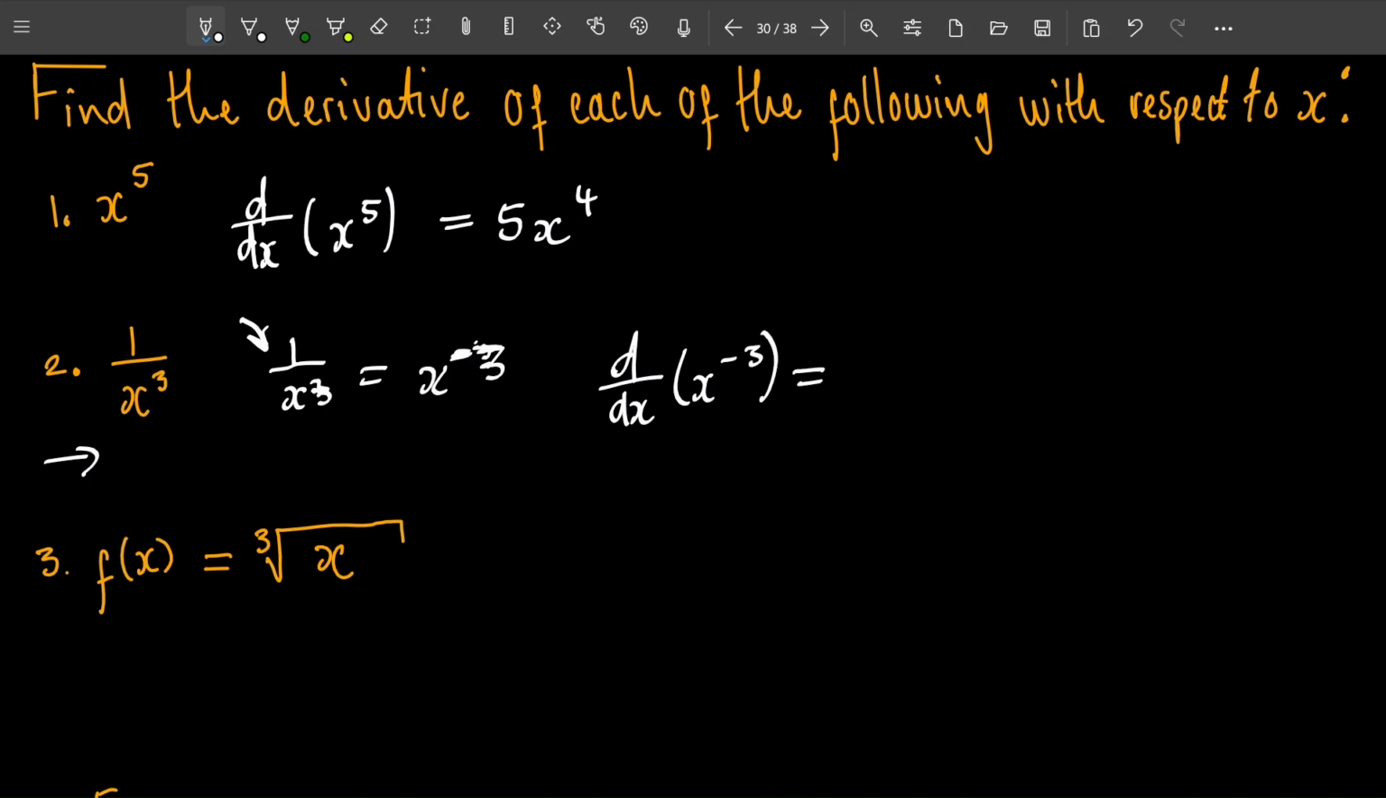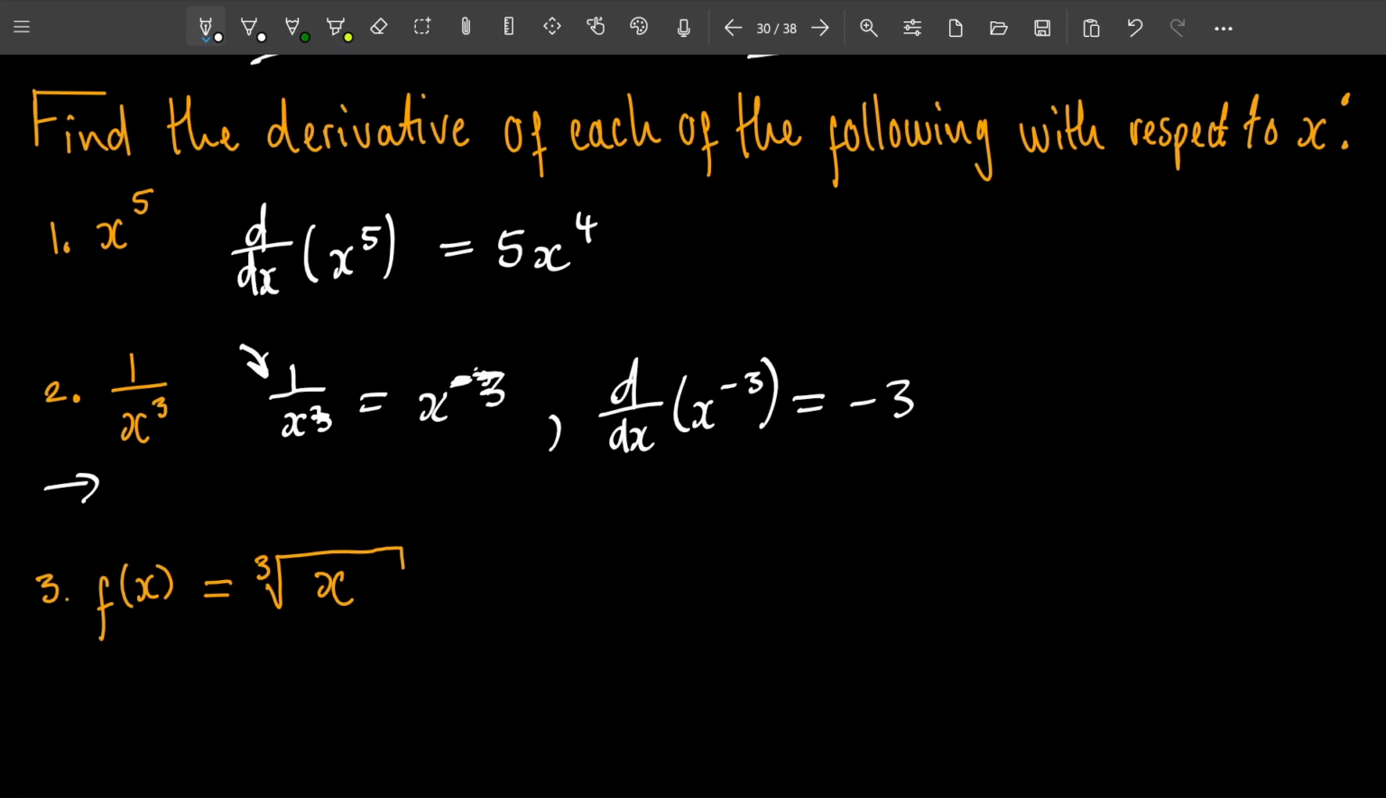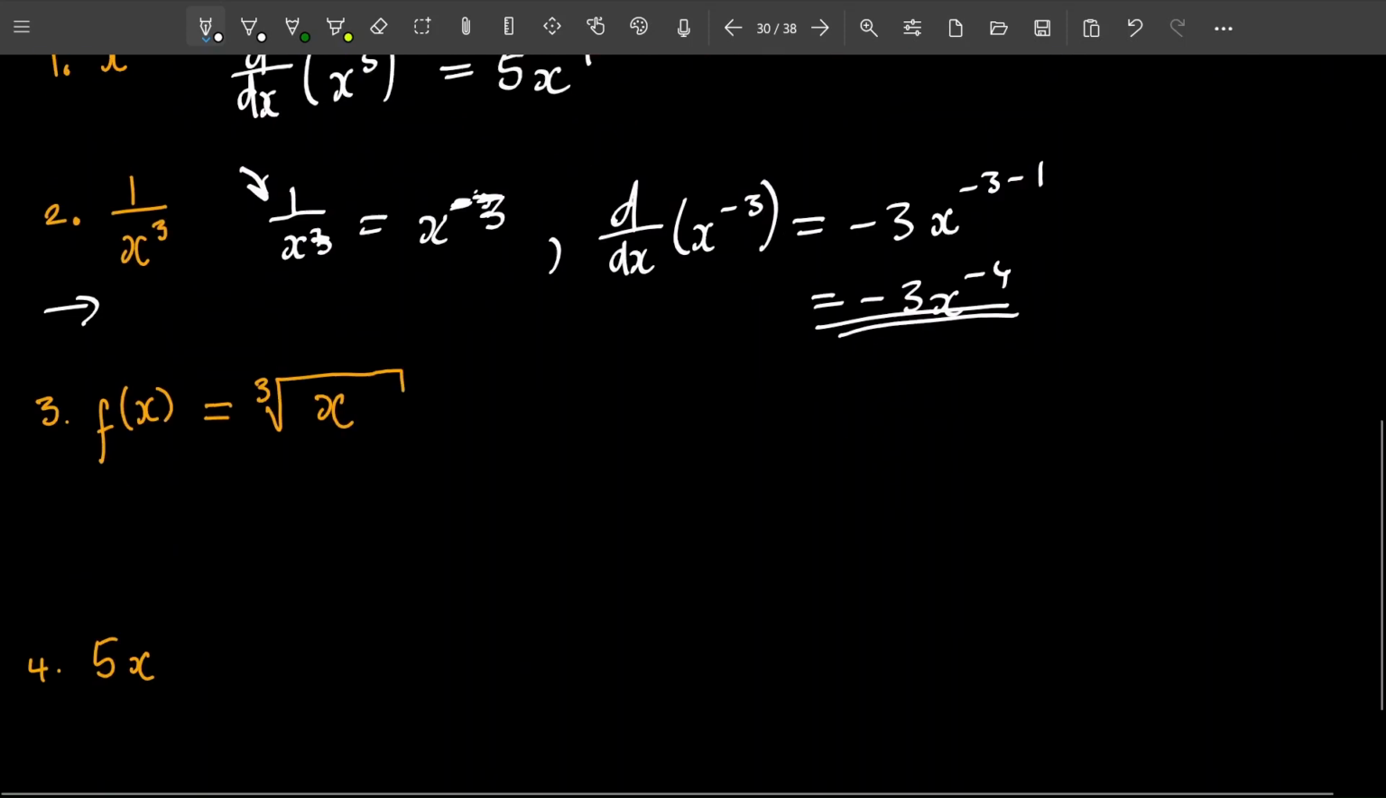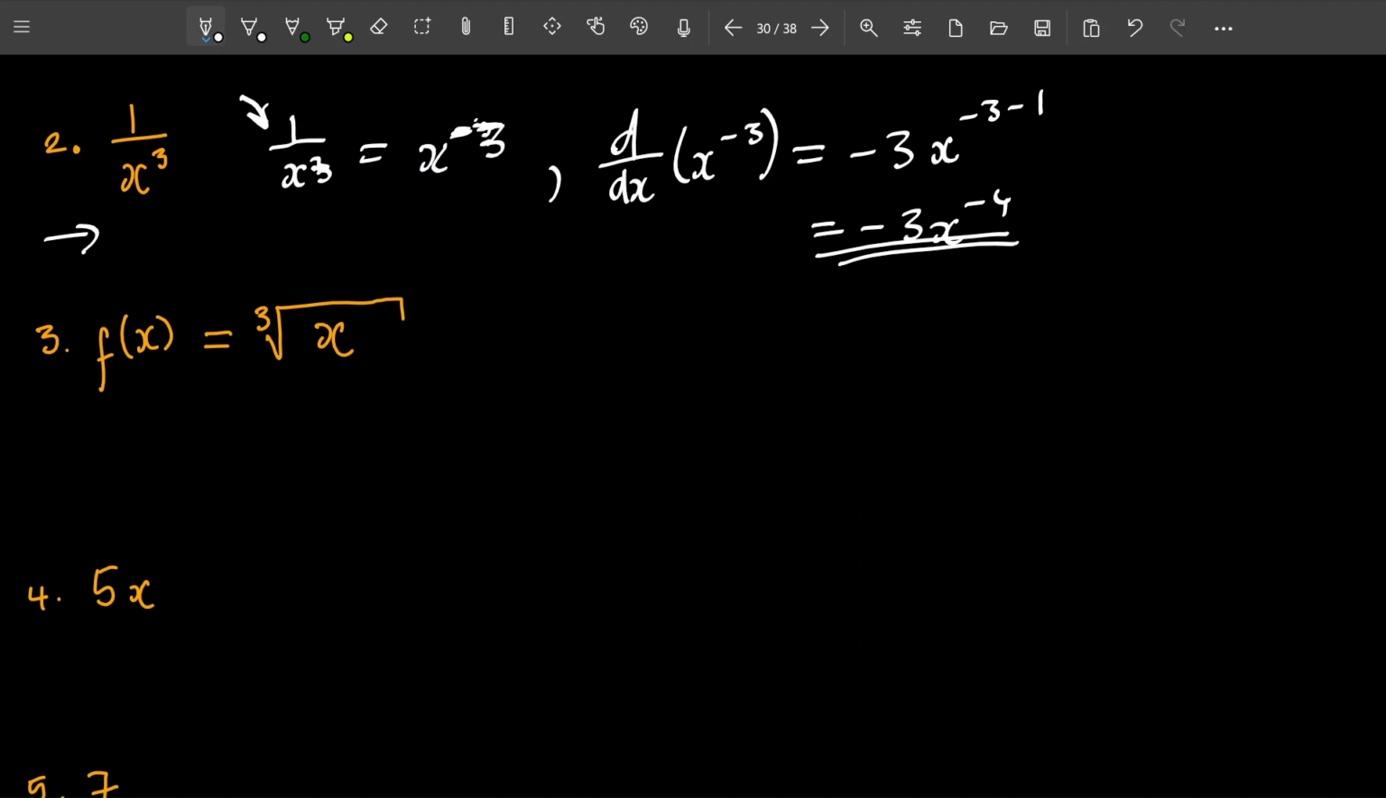It is now equal to, remember I'll be writing going down. What is it equal to? You bring down the power, it's going to be negative 3. Then you reduce the power by 1. So it will be x to the negative 3 minus 1, which is going to be negative 3 x to the negative 4. That is the final solution. We go to number 3.